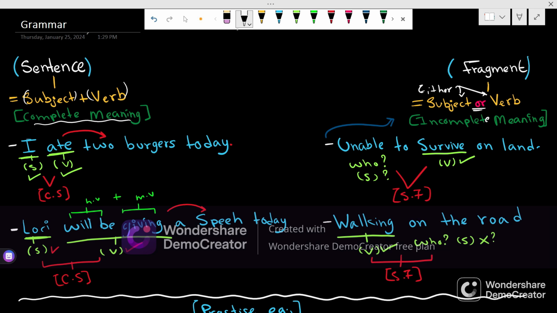Sentence example: I ate 2 burgers today. I is the subject, ate is the verb, because I ate. The subject performed the action. Ate what? 2 burgers. So it expresses a complete meaning. It contains both subject and verb. It's a complete sentence. Fragment: unable to survive on land. Unable to survive. Survive is the verb. Who is unable to survive? So the subject is missing. We do not know who is unable to survive. So this expresses an incomplete meaning. Hence, this is a sentence fragment.